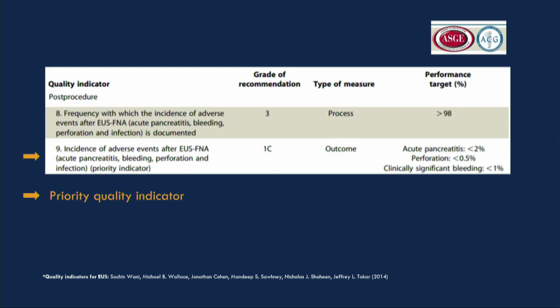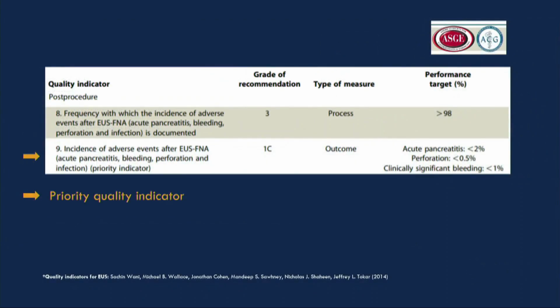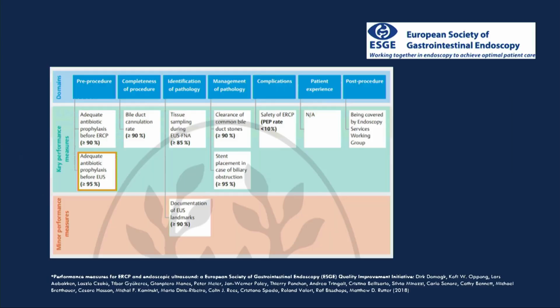The American guidelines consider the fact that you report your adverse events after FNA as a priority quality indicator, so they really think it's very important. And the percentage of acute pancreatitis should be less than 2%, the percentage of perforation less than 0.5%, and clinically significant bleeding less than 1%. So this is something you can follow for yourself and see how many adverse events you have.